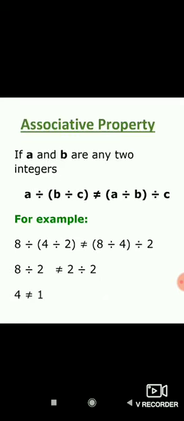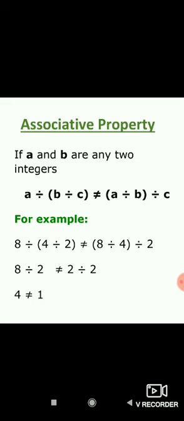Next property is associative property. It says that if a, b and c are any three integers, then a divided by (b divided by c) is not equal to (a divided by b) divided by c.